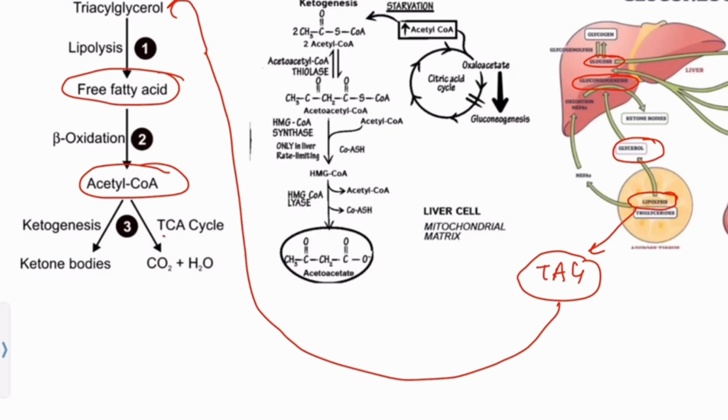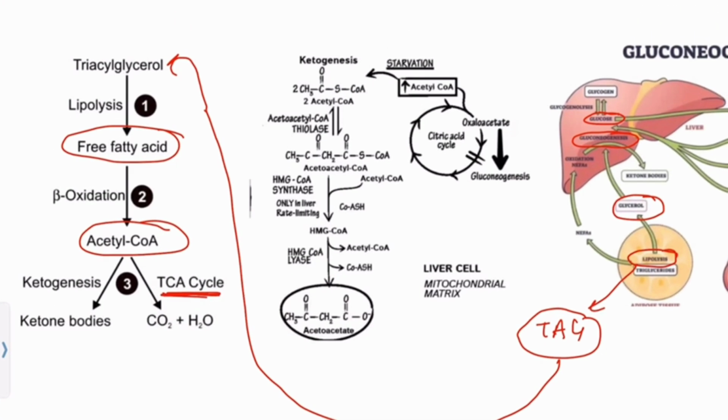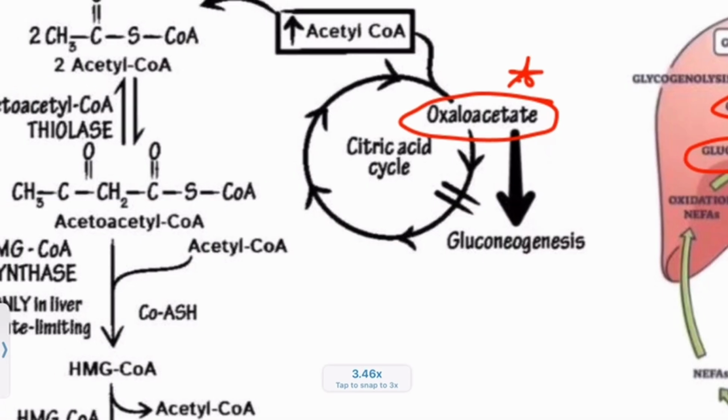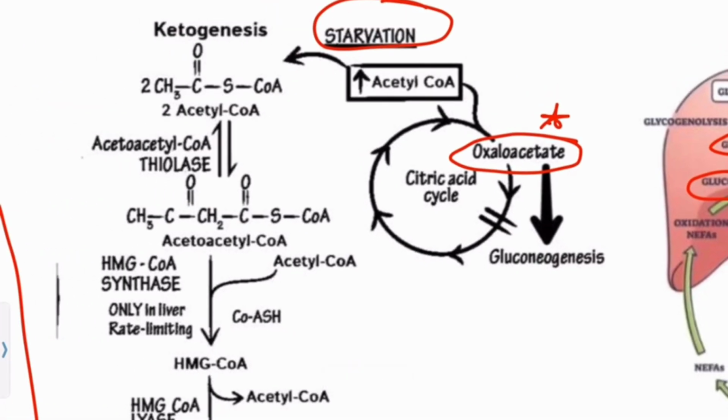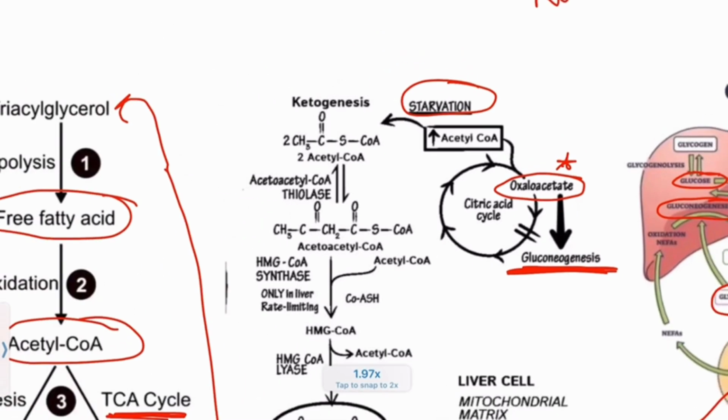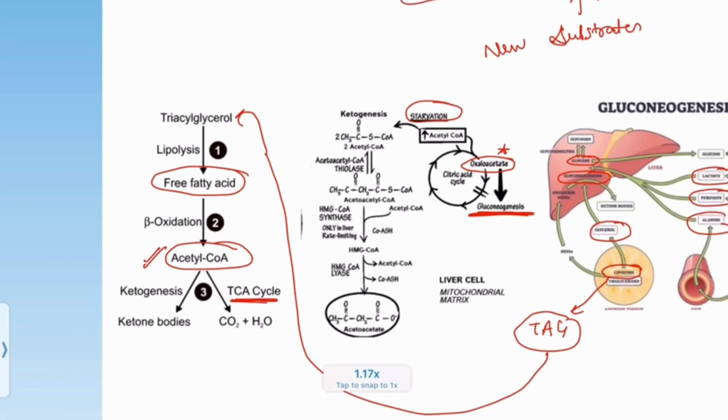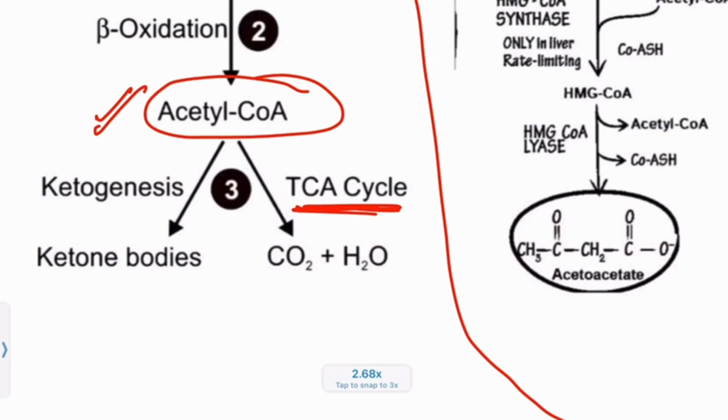But in case of starvation, although we have enough acetyl coenzyme A, it cannot get into TCA cycle because of lack of an intermediate of TCA cycle, that is oxaloacetate. This oxaloacetate undergoes diversion towards gluconeogenesis in starvation, and that is why we do not have enough oxaloacetate so that acetyl coenzyme A gets condensed and enters into the TCA cycle. So this is the reason why acetyl coenzyme A then undergoes ketogenesis and forms ketone bodies.